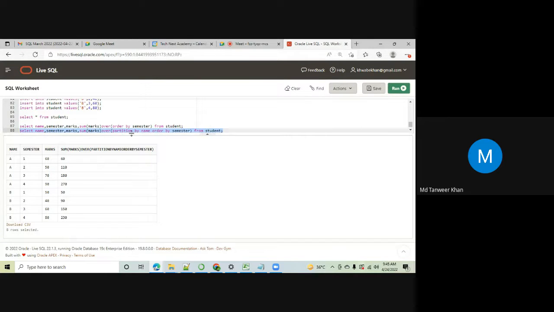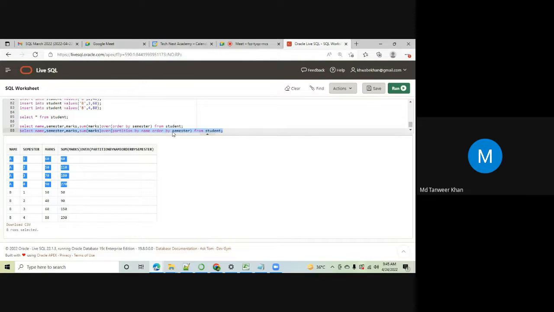When you're writing partition by name, first of all, it will create a partition. Here's one partition, A, and you have another partition, B. They are totally different. So operation with A will be different, and operation with B will be totally different. It is like two different countries. They cannot interfere in each other's matters.